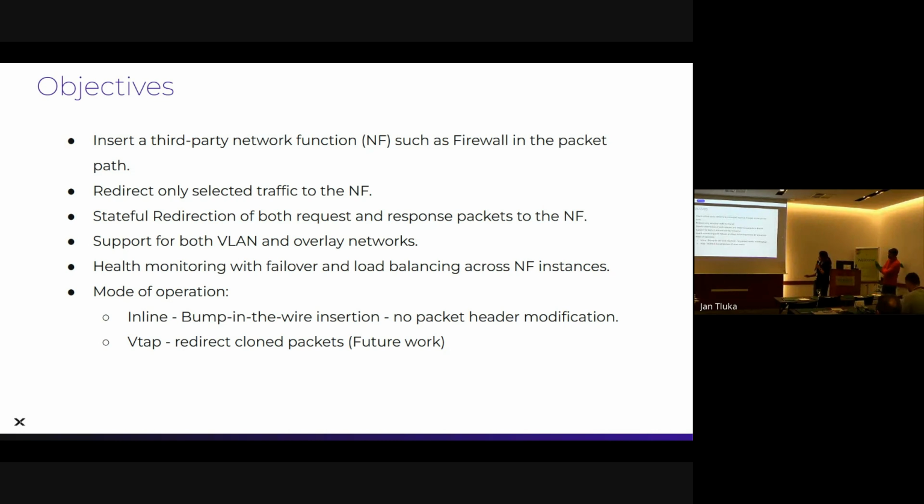Now coming to the mode of operation. First, the inline mode. What inline indicates is that we redirect traffic to a network function, and then after processing, it comes out of the network function and it continues on its journey. And one important point to note is that what we support is the network function in a bump in the wire model. That is, it won't modify the packet header as it traverses through it. Now, what we have upstreamed and what we are today going to talk about is mainly this inline mode.